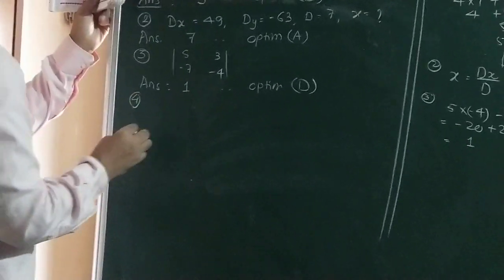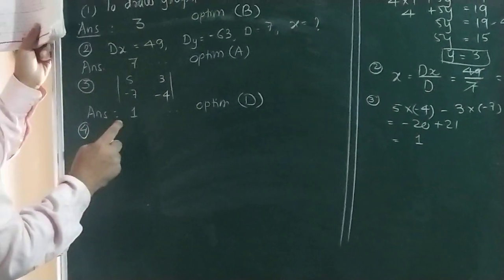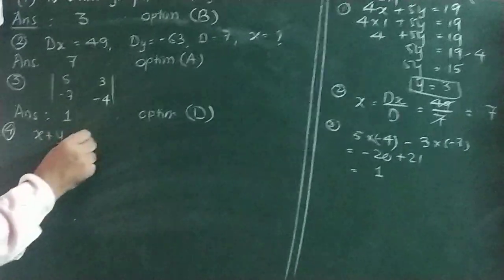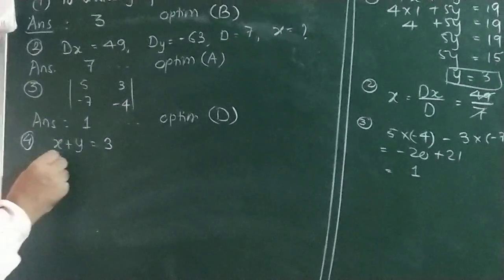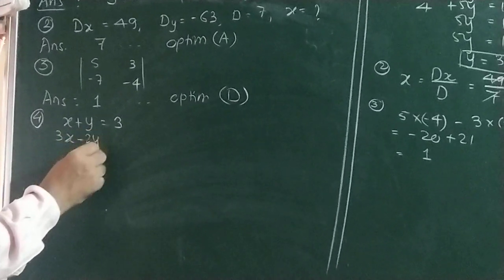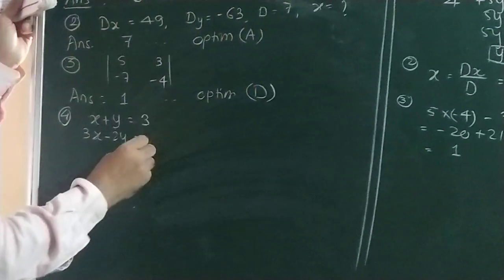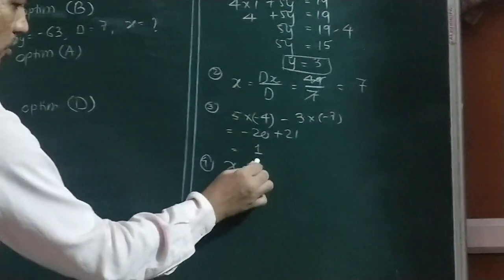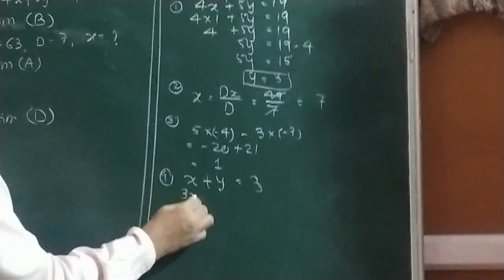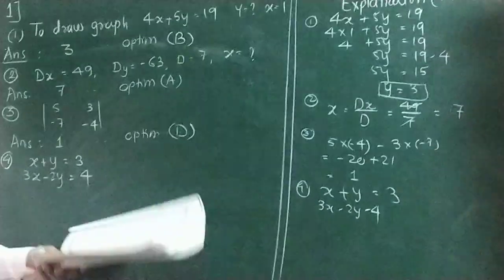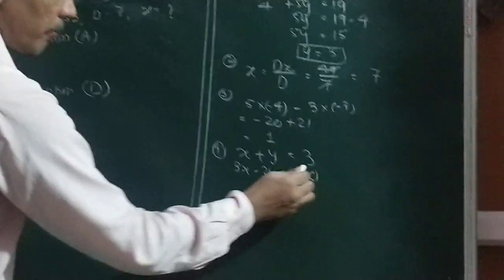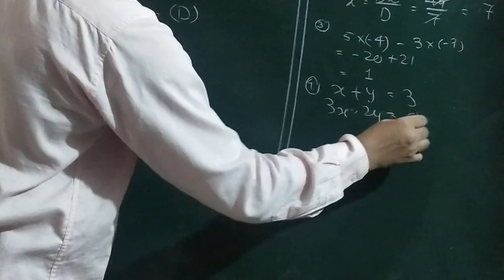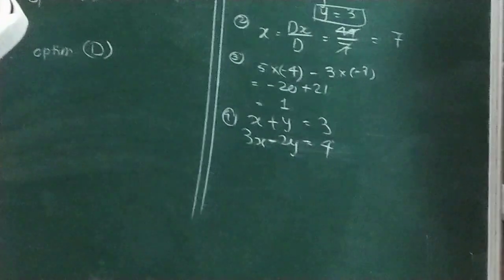Fourth, to solve x plus y, determinant method, find D. x plus y is equal to 3 and write the second equation exactly below, 3x minus 2y. Actually minus 4 is here in the equation, but after going to that side it will become plus 4. So the second equation is 3x minus 2y is equal to, minus becomes plus, 4. These are your 2 equations.